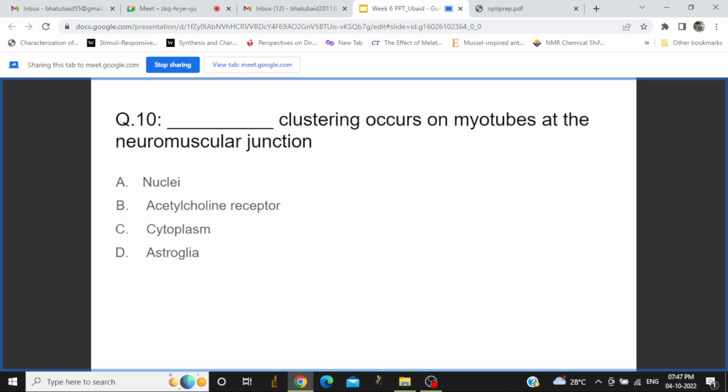It is known that there is a very high density, around 10,000 receptors per square micrometer of the synapse. A high density of acetylcholine receptors is present, so clustering of these acetylcholine receptors leads to the neuromuscular junction.